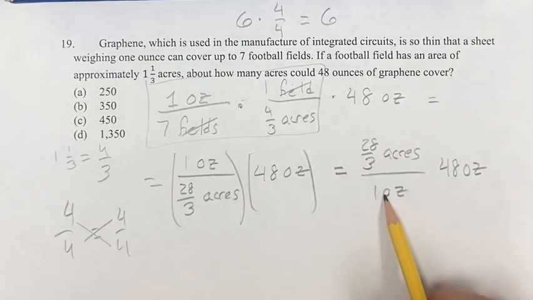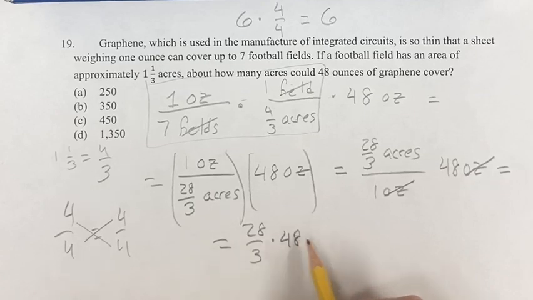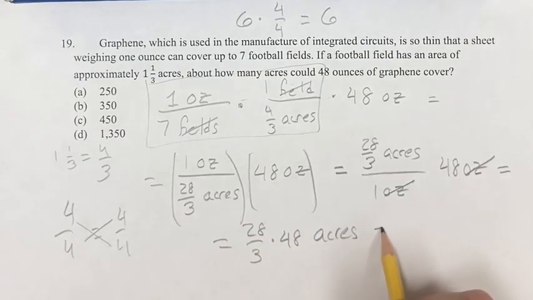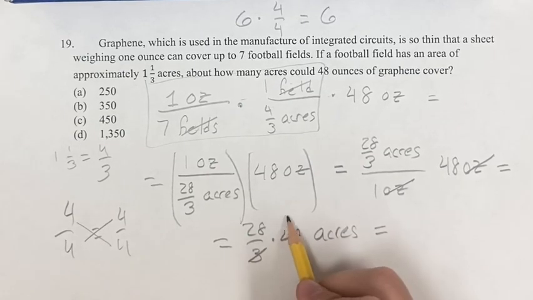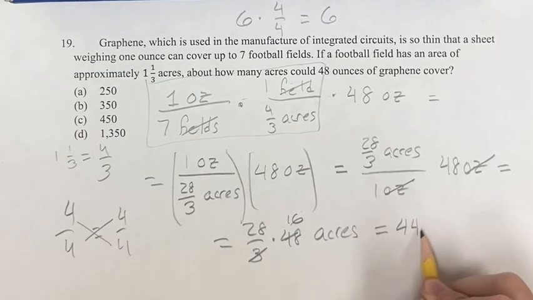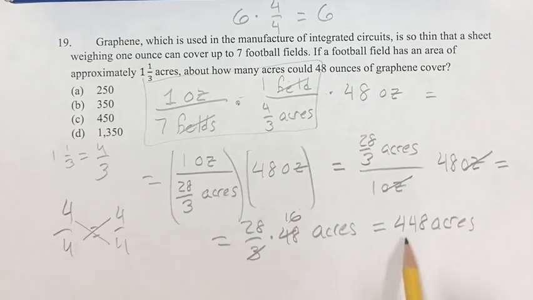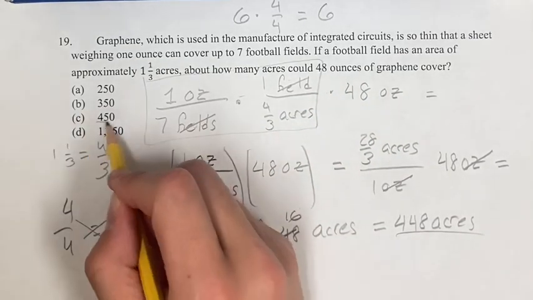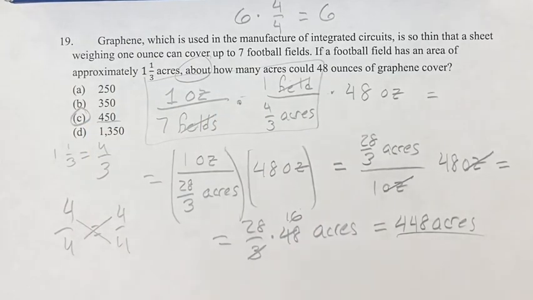Why did I flip this? Because now the ounces cancel, and we get 28 over 3 times 48 acres. Okay, and what is this? Well, 48 divided by 3 is 16. So we have 28 times 16, which if you put it into your calculator, is going to give you 448 acres. So how many acres could 48 ounces of graphene cover? 448 acres, which is really close to this, and it says about, so our answer is going to be C. 450 is about how many acres 48 ounces of graphene could cover. So your final answer is going to be C.